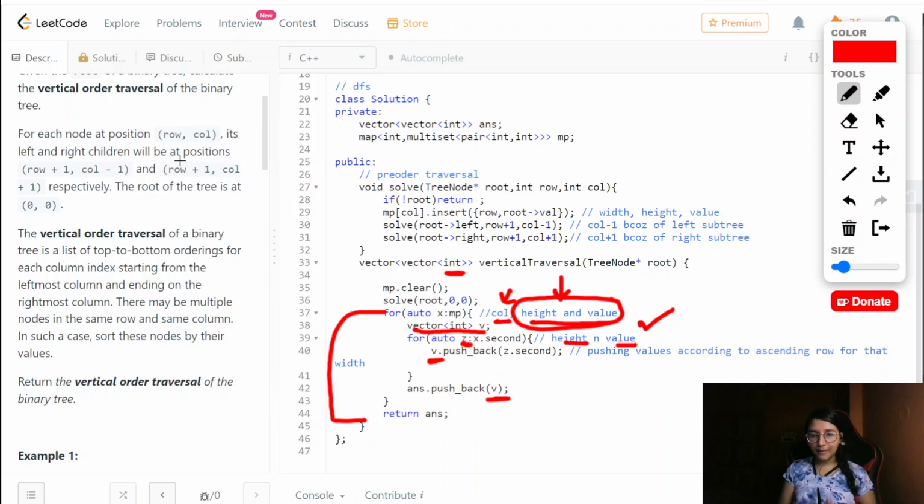And as it is a map and then a multiset, it will be automatically sorted according to the column first, then row, and then the ascending order of value. So we don't need to take care of whether it is sorted or not. We just need to push into the map, then traverse that map, and put the values into our answer. So that's why choosing an effective data structure plays a major role. And we are also required to come up with the algorithm, else we won't be able to use a data structure effectively.